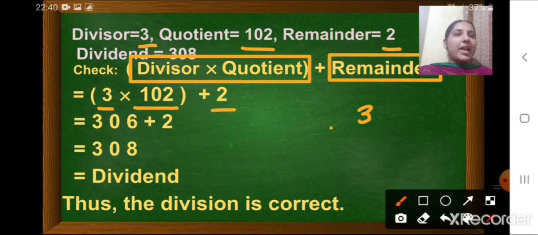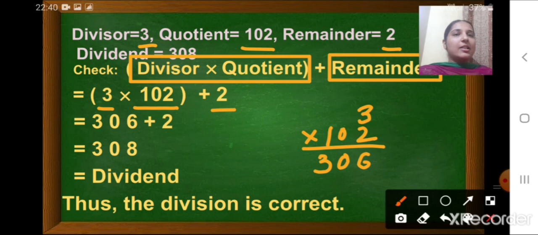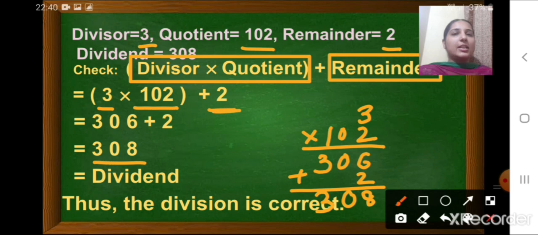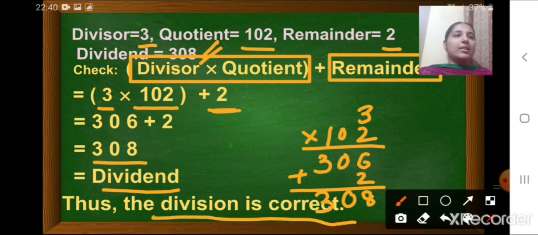So let's multiply. 3 2s are 6, 3 0s are 0, and 3 1s are 3. 306. And then we'll add this remainder to it. So plus 2. So 6 plus 2 is 8, 0, 3. 308. That was our dividend here, children. Isn't it? It is equal to the dividend. So thus the division is correct.